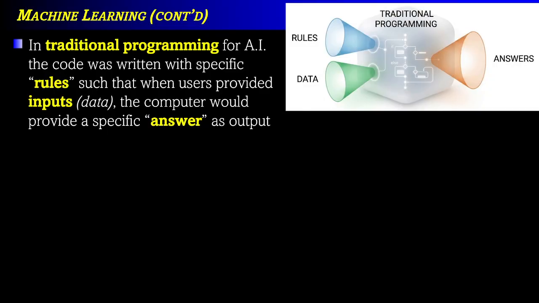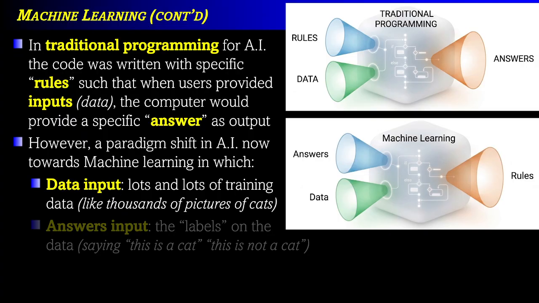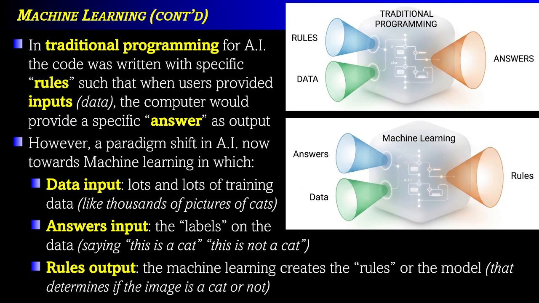In traditional programming for AI, the code was written with specific rules of programming, such that when users provided the input data, the computer would provide a specific answer as the output data. However, a paradigm shift in artificial intelligence now towards machine learning operates under the following.